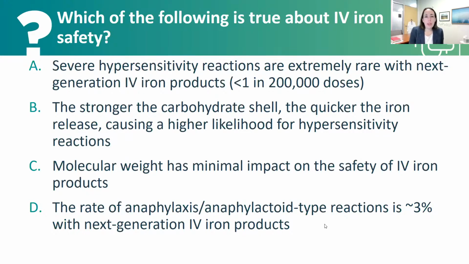Just to review the other answers, for B, it's actually the stronger the carbohydrate shell, the slower the iron release. So you kind of hold on to that iron and protect it better. That's why those products can give higher doses of iron. For C, molecular weight does impact the safety of IV iron products. So iron dextran, there was a high molecular weight form that was more anaphylactic, not anymore. And the rate of anaphylaxis and anaphylactoid type reactions is now 0.1 to 0.3%, not 3%. That was an old IV iron product.